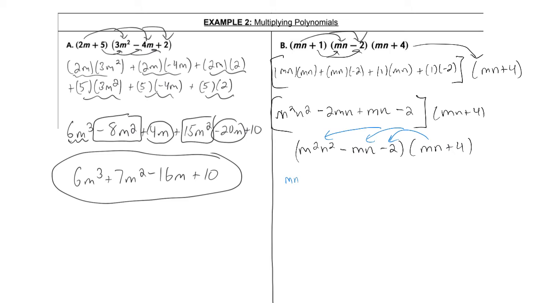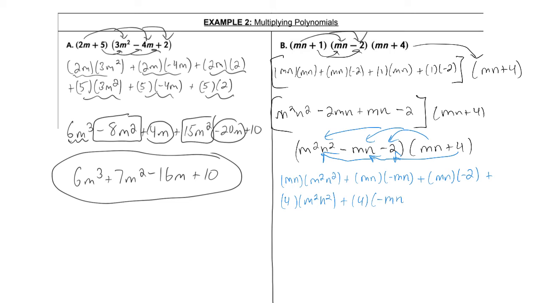So we get mn times m squared n squared, plus mn times negative mn, plus mn times negative 2, plus, now we distribute the 4. Right, so first one is 4 times m squared n squared, plus 4 times negative mn, plus 4 times negative 2.